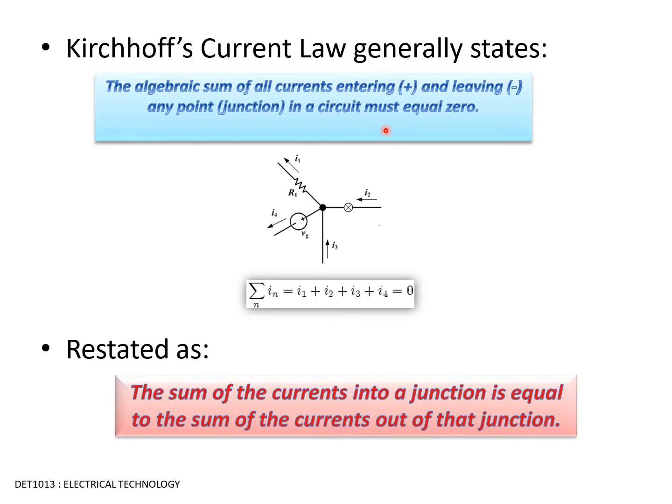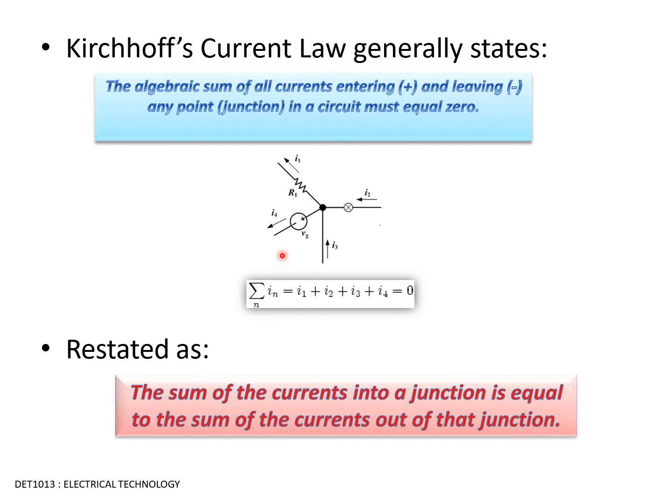When we say algebraic sum, it means sign conventions are also taken here. The currents entering are taken as positive and the currents leaving are taken as negative. These currents entering or leaving at any point, and that point is a junction. The algebraic sum of all the currents entering and leaving must be equal to 0. This is known as Kirchhoff's current law.